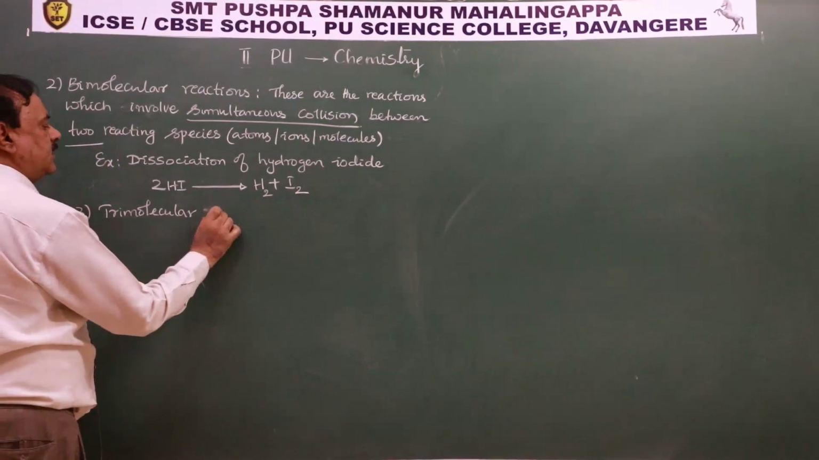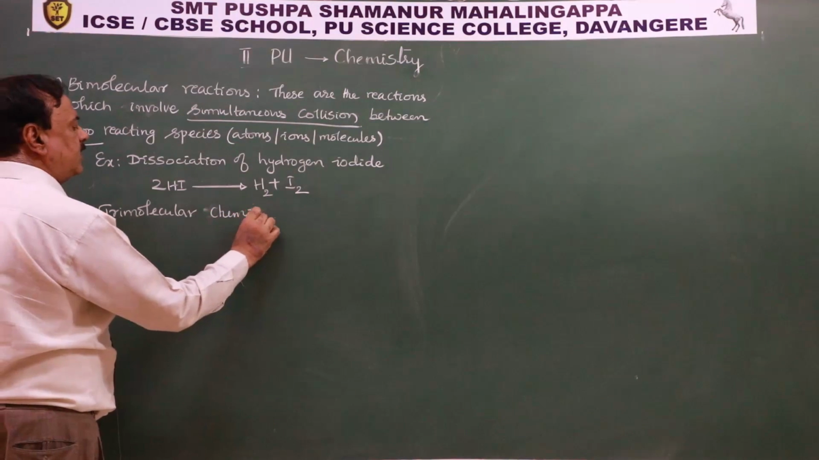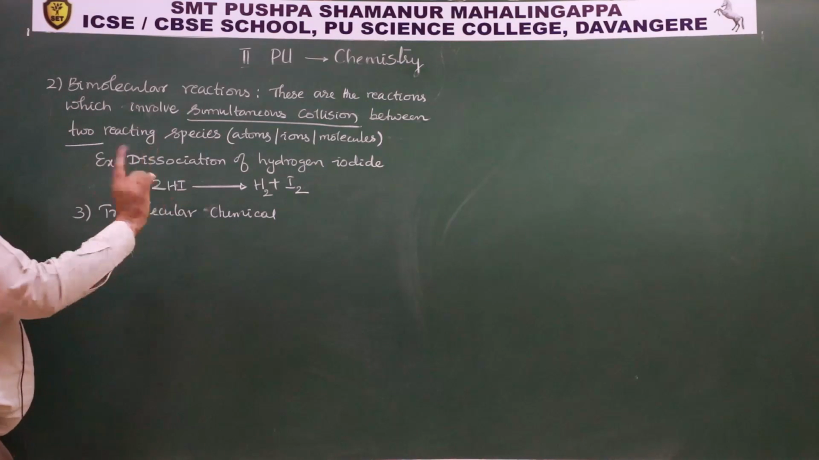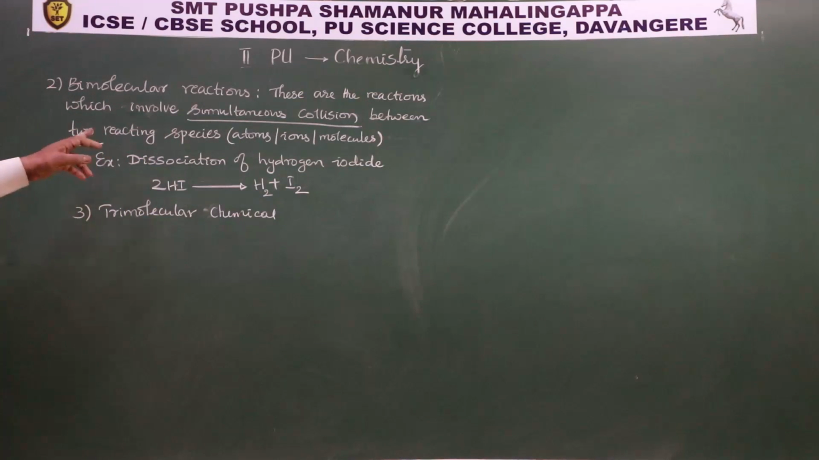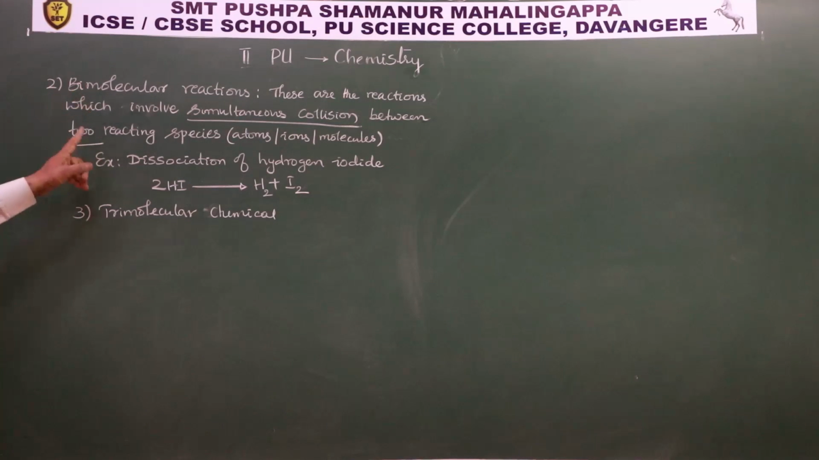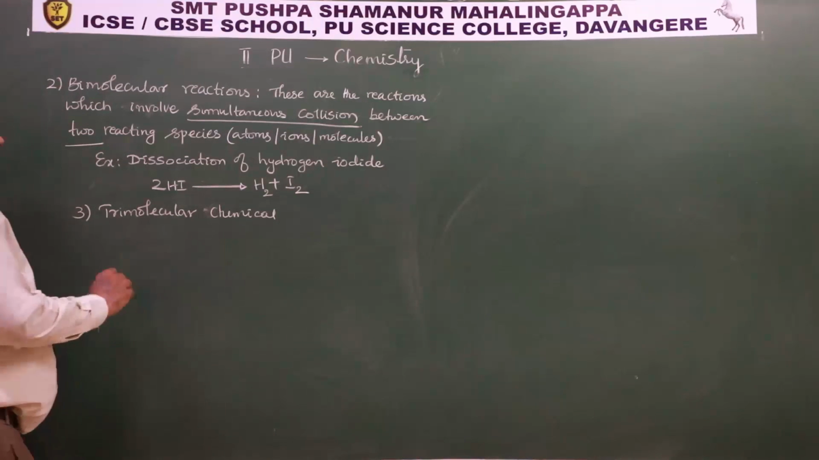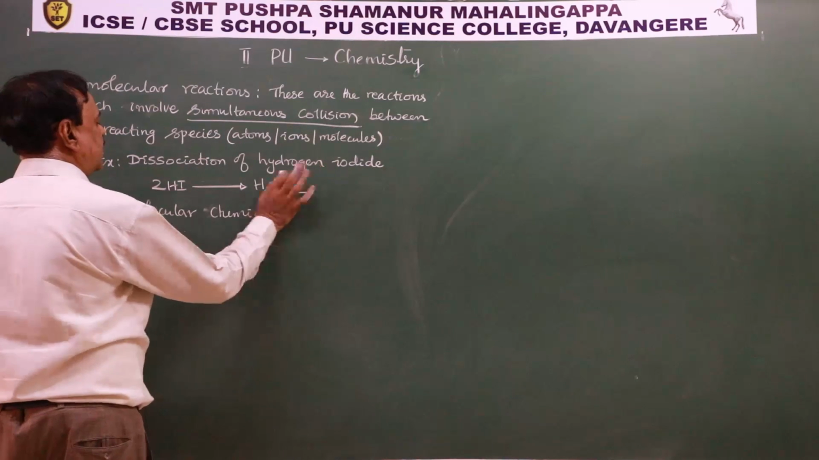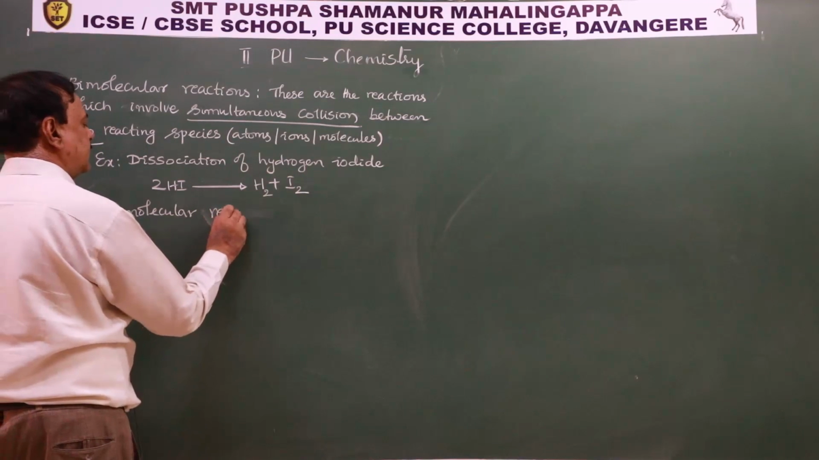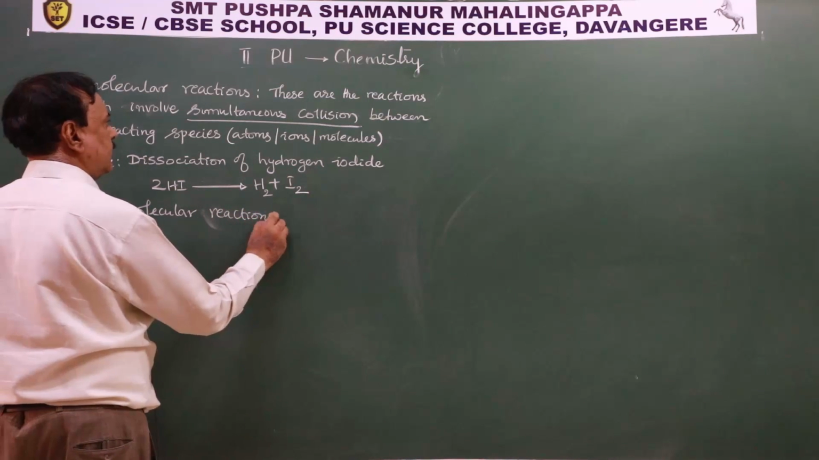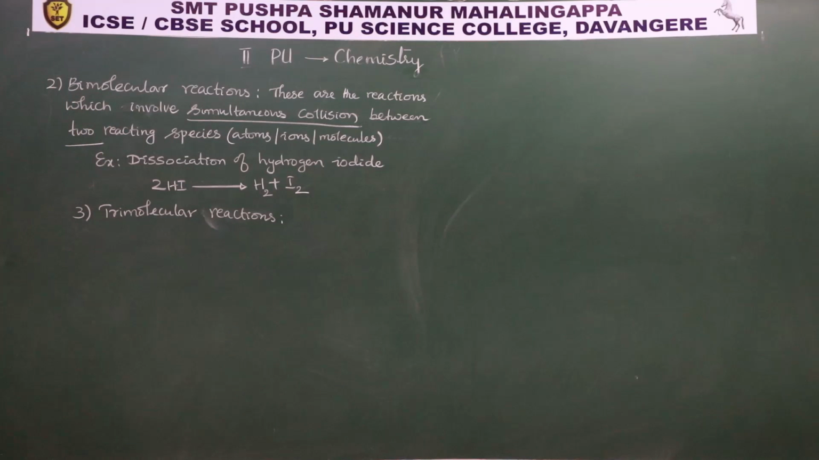Trimolecular chemical reactions are very simple. If you know bimolecular chemical reactions, you replace 2 with 3. These are the reactions which involve the simultaneous collision between three reacting species. The difference between bimolecular and trimolecular is only two or three reacting species.